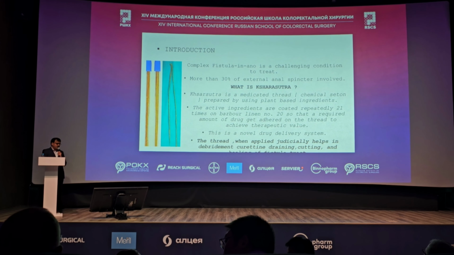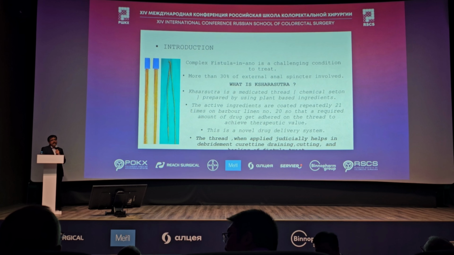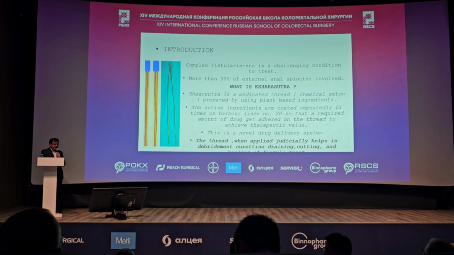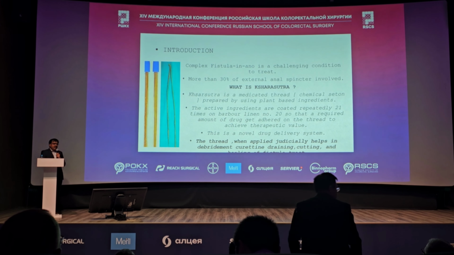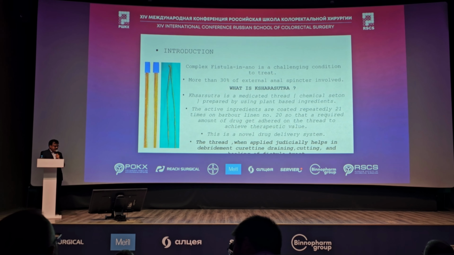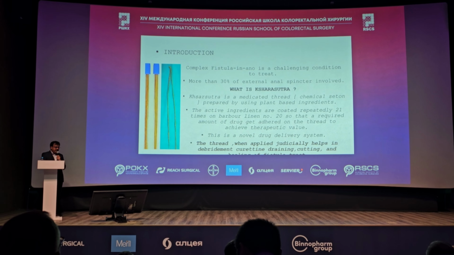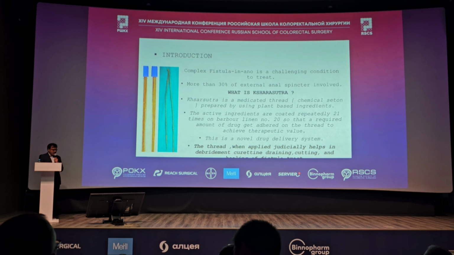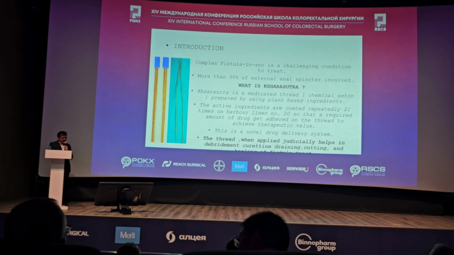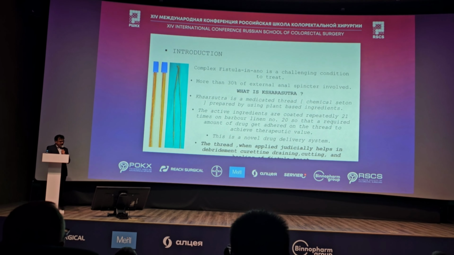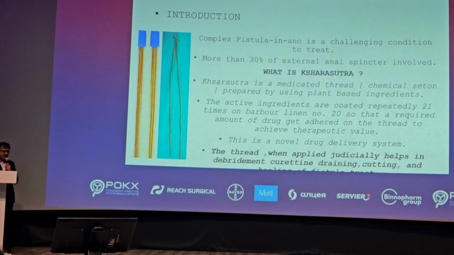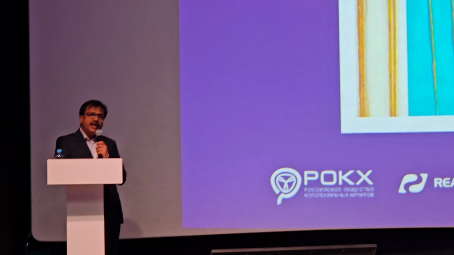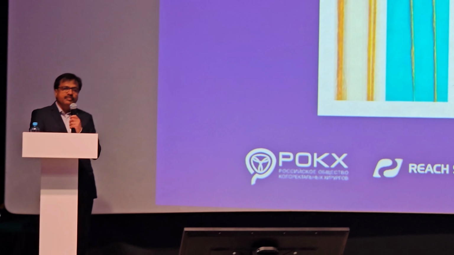So, what is the Ksharasutra? Basically, Ksharasutra is a medicated thread, a chemical seton, which is prepared using plant-based ingredients. There are 3 ingredients. The active ingredients are coated repeatedly 21 times on barbour linen number 20, so that the required amount of drug gets adhered to the thread to achieve the therapeutic value. This is a kind of novel drug delivery system of ancient India. This is the first of its kind, a time-release drug system.